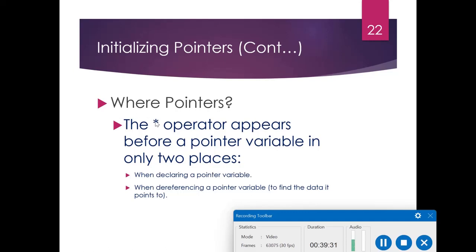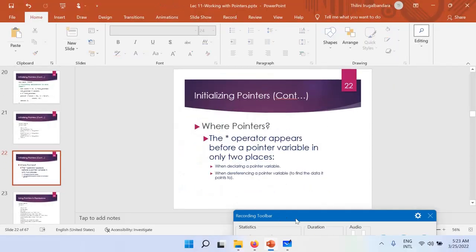The pointer operator appears before the pointer variable in only two places. When declaring a pointer variable, we have to use this pointer operator. And when dereferencing the pointer variable. You know what dereferencing a pointer variable is here.